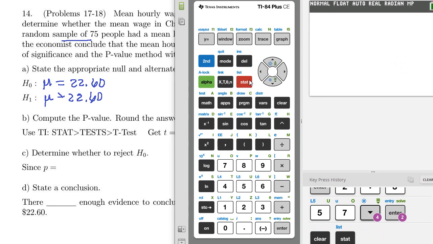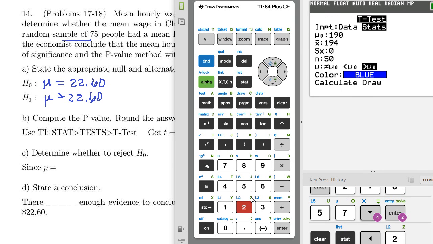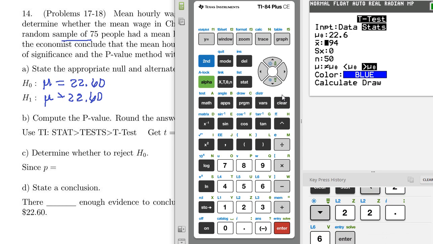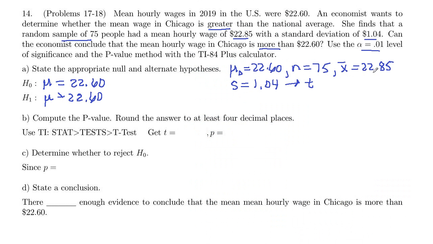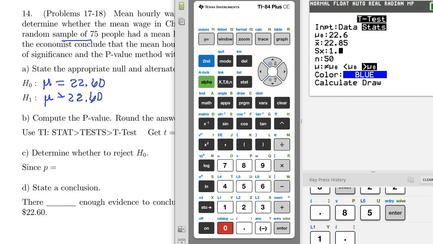So we want to go to stat, tests, and then we're doing a t-test. So it's here, stat, test, t-test. So that's number 2. And we are going to go ahead and input our summary statistics. So our mean that we're testing against, 22.6. Our x bar was 22.85. Let's see, did we write that down? Yes, 22.85. And then our sample standard deviation was the 1.04. N, our sample size was 75.